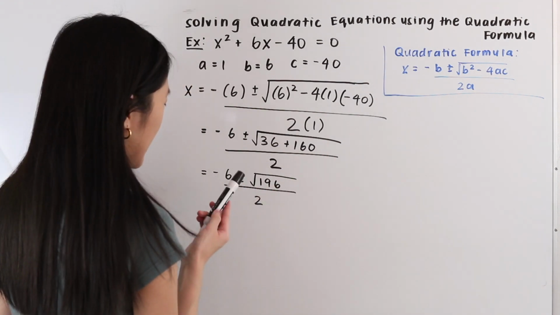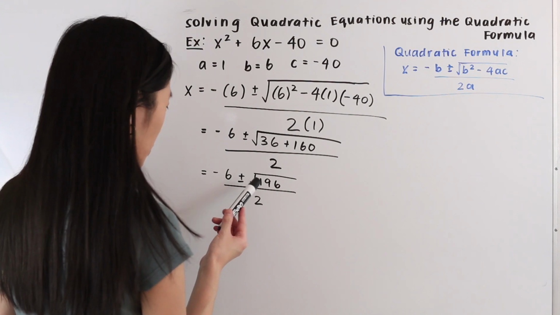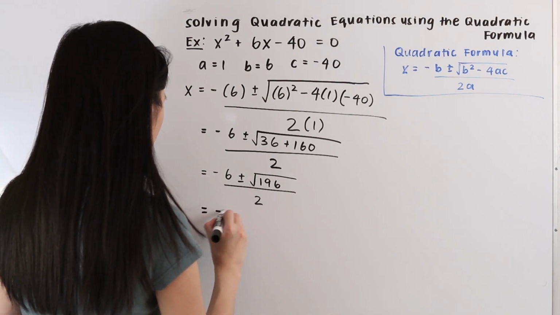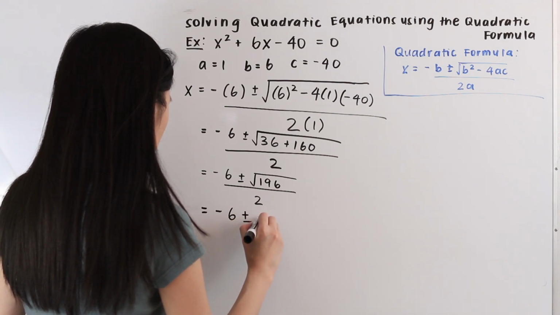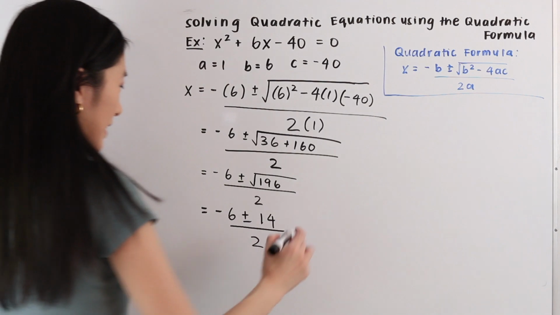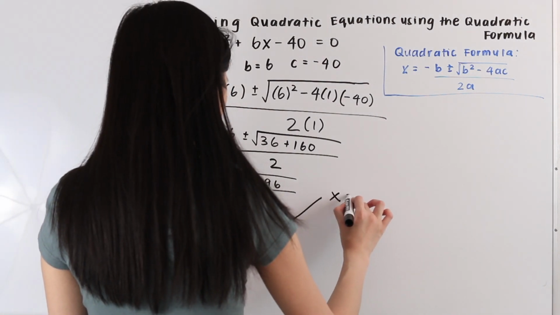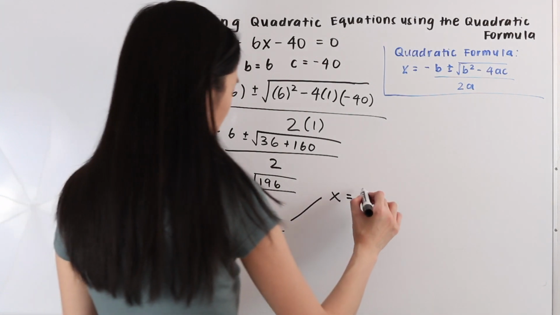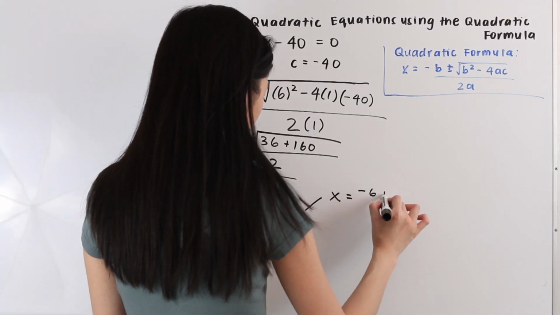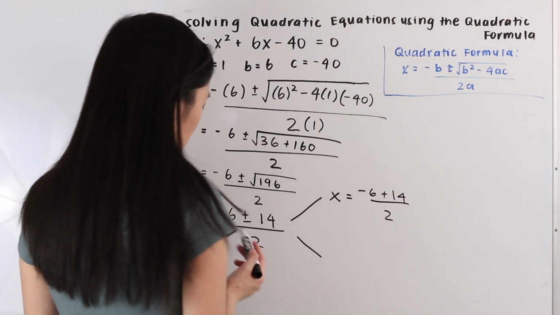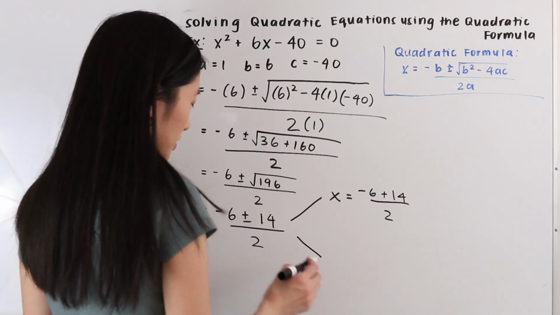And from here, we can go ahead and simplify this down further because we know that the square root of 196 is equal to 14. So we have negative 6 plus or minus 14 over 2. And from here, we can go ahead and break this down into our two cases. So in case 1, we have negative 6 plus 14 over 2. And in our second case, we have negative 6 minus 14 over 2.